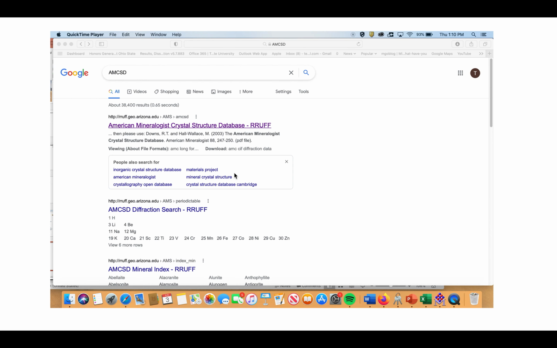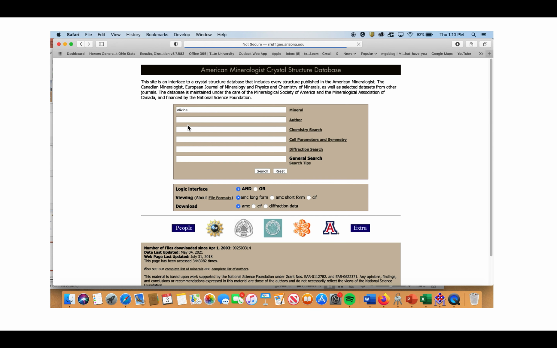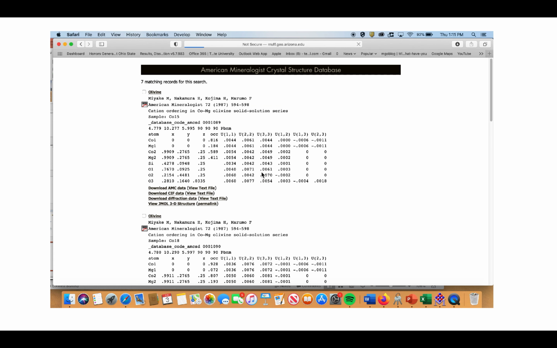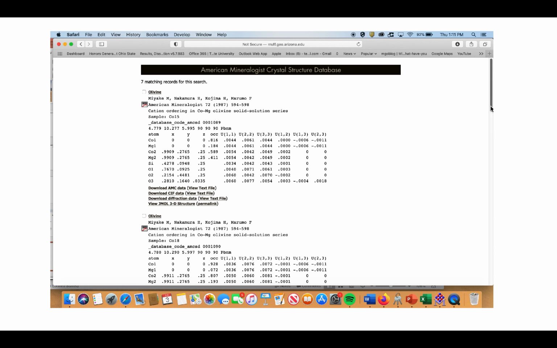Here's one if you want to get a crystal structure. This is from the American Mineralogist Crystal Structure Database. Again, there's a lot of different databases. If I go to this one, it's another one that's free to use. I'm going to put in a mineral I've looked at before called olivine. What's going to come up is the information that I could then type into CrystalMaker and generate the crystal structure like I did for the sodium chloride.